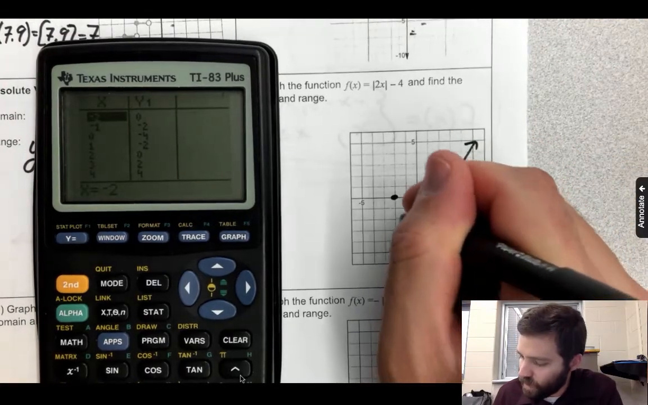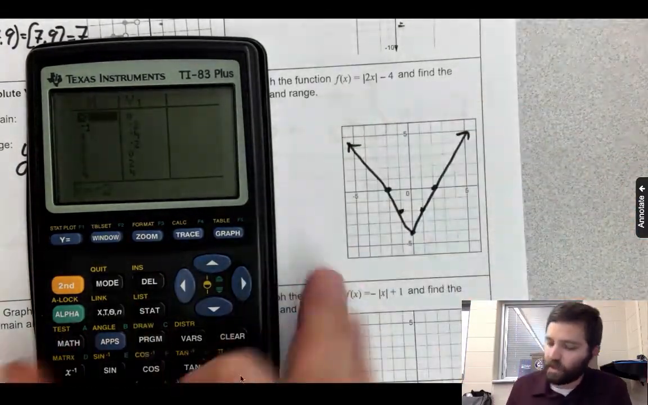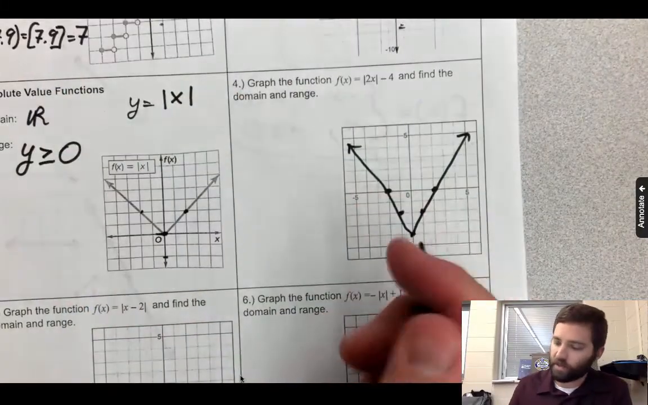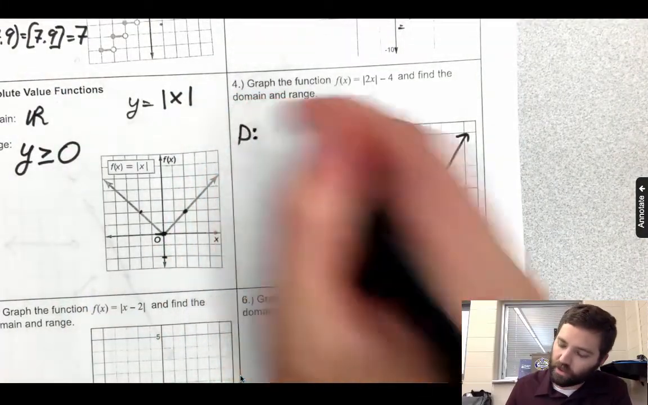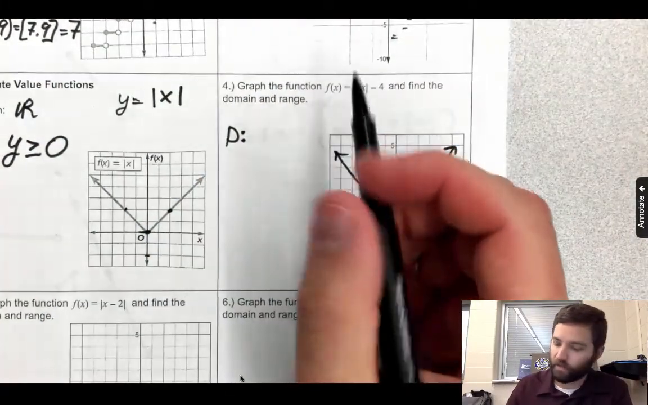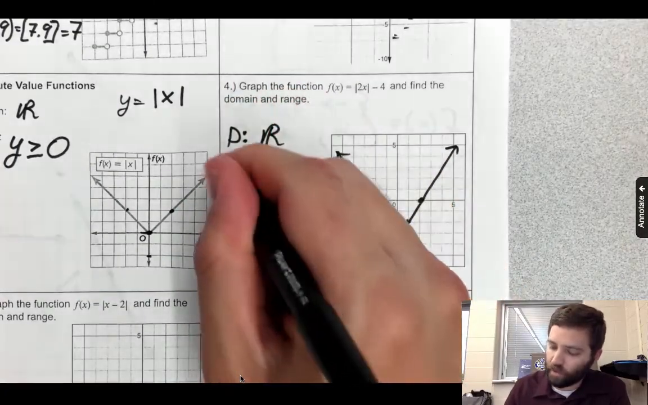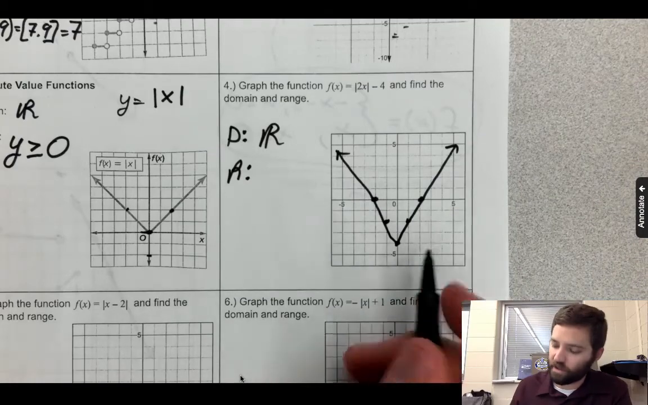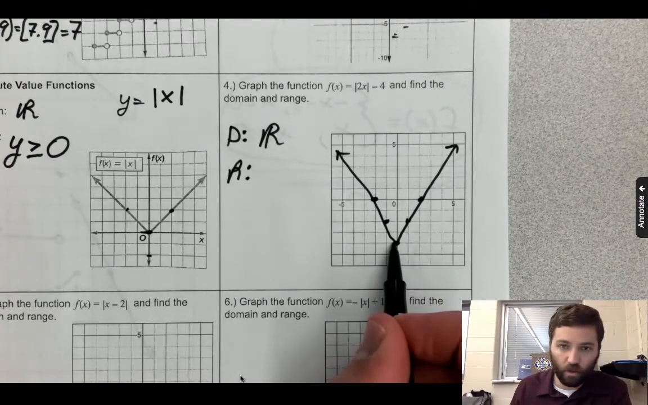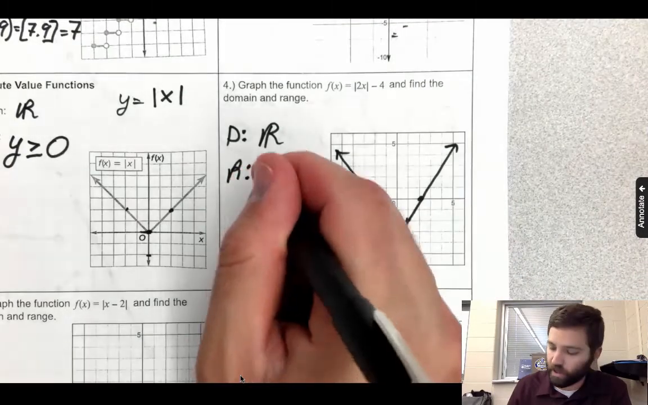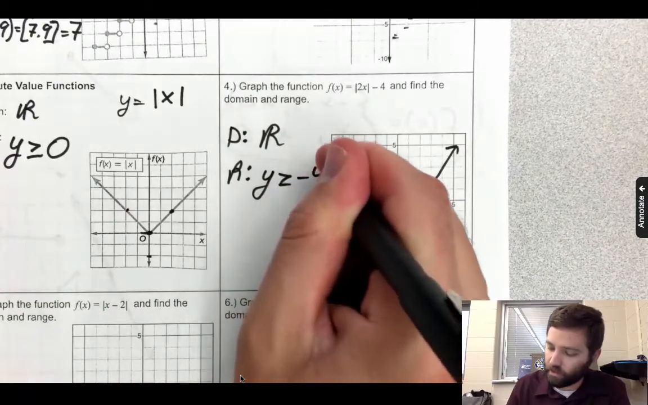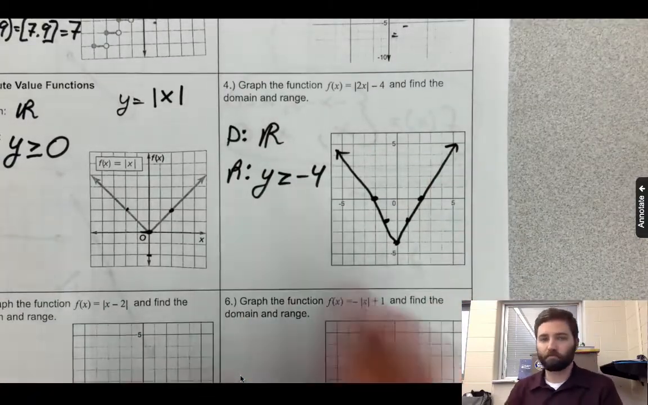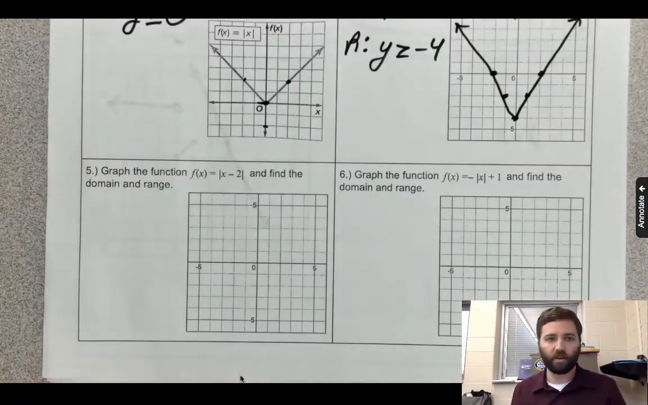The domain of this is going to be, again, all real numbers, because this graph goes forever to the left and to the right. The range is all the y values that the graph covers. It starts at negative 4 and goes up forever. So the range is y greater than or equal to negative 4. Move on to number 5.